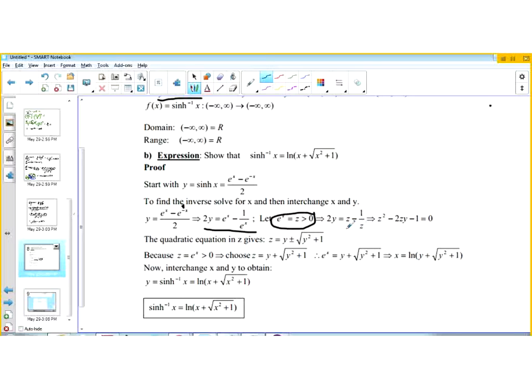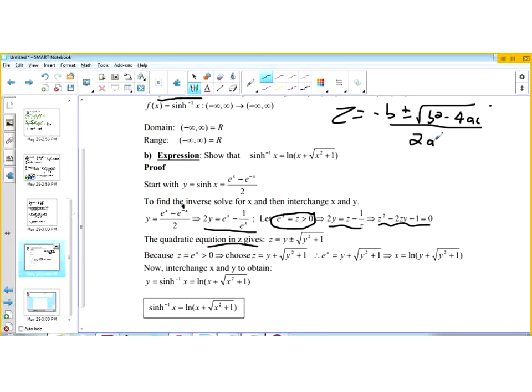Okay? And so now we transform this equation right here into a quadratic in z. So now we have z squared minus 2zy minus 1 is equal to 0. So right here, quadratic in z. And then we use the quadratic formula. So what we did here, fill in the details, we have z is equal to the negative of b plus or minus the square root of b squared minus 4ac all over 2a.